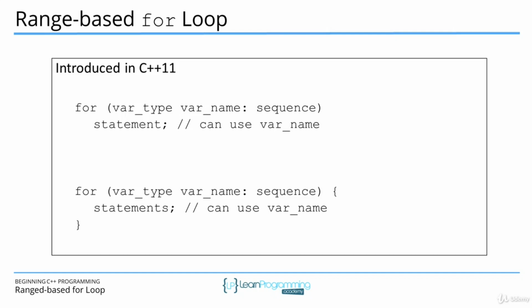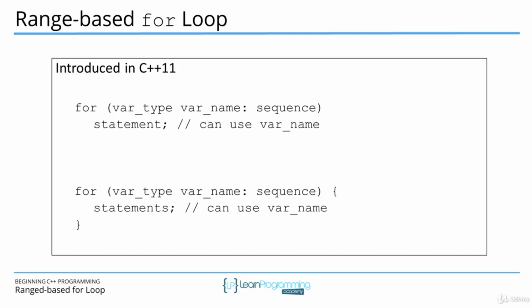We have the keyword for followed by open and close parentheses as usual. Inside the parentheses, we provide the type and name for the variable we want to use in the loop body. This variable will be bound to each element of the collection, so it should be of the same type as the collection elements. Then we provide a colon and the collection or collection name. That's it. Now when we access the variable name in the body of the loop, it will have a specific element in the collection. Pretty cool.